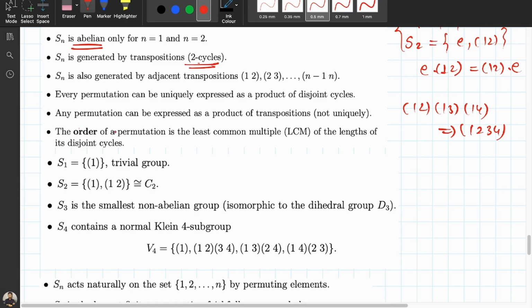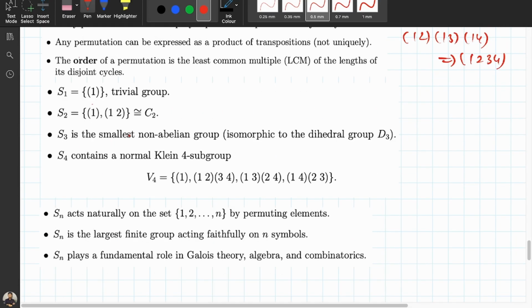Now the order of a permutation is the least common multiple, that is simple. So S4 is the smallest non-abelian group, isomorphic to the dihedral group, that is known as the D3 group, which I will explain to you.